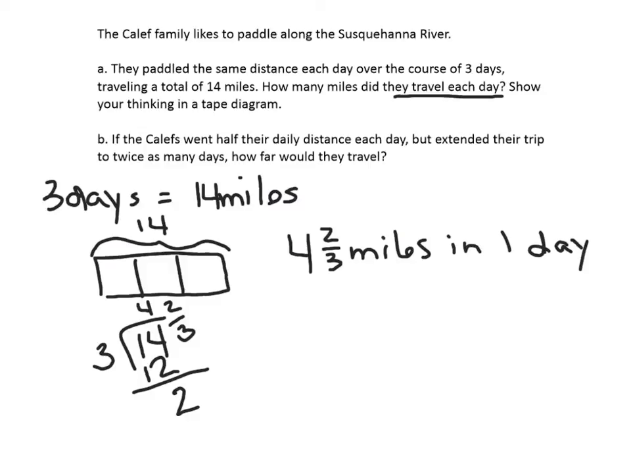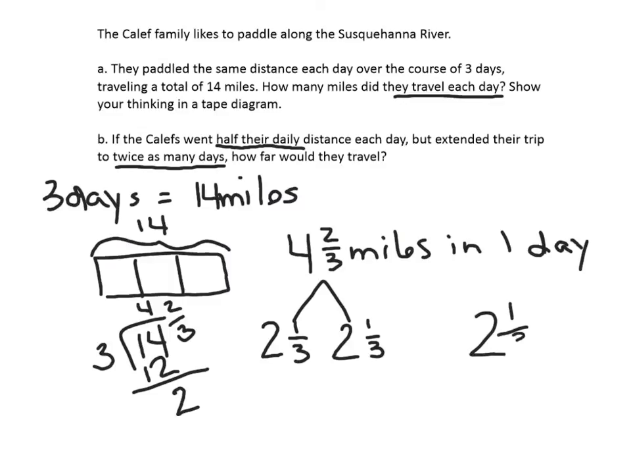Part B says, if the Caliphs went half of their daily distance each day, but extended their trip to twice as many days, how far would they travel? I'm going to help you set this up, and then I'm going to have you try it by yourself. So it says they traveled half of their daily distance and extended their trip to twice as many days. In order to half the distance, we've got to split 4 2/3 into half. And I know 4 split into half is 2. And 2/3 split in half is 1/3. So their daily distance is now 2 1/3.